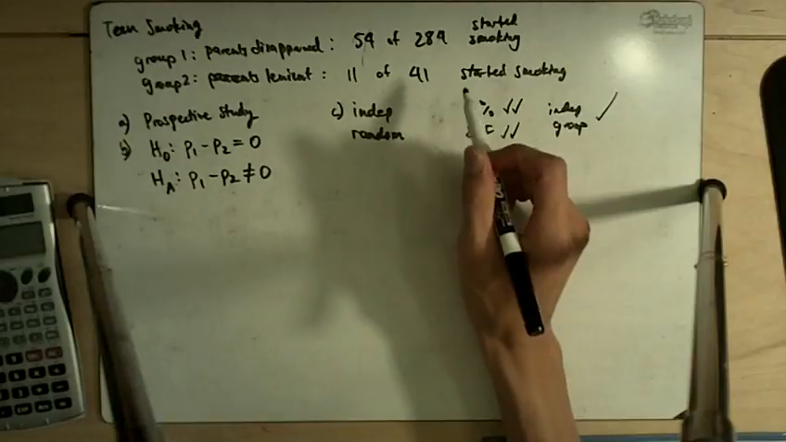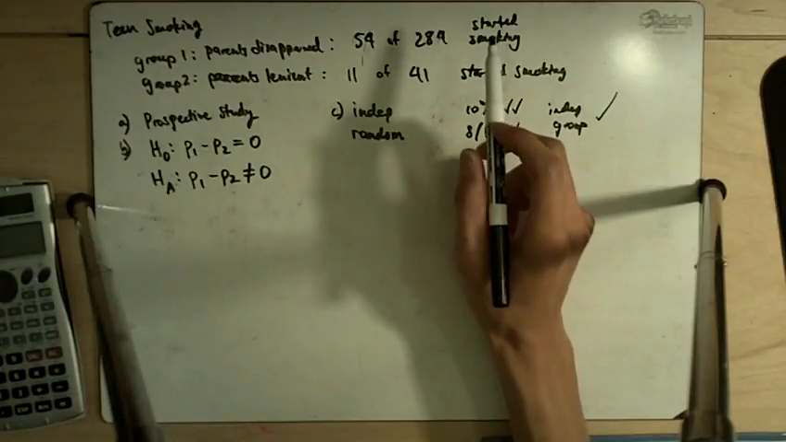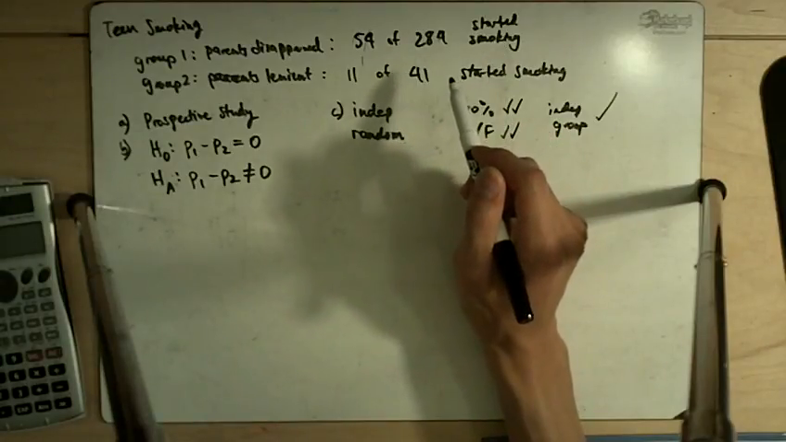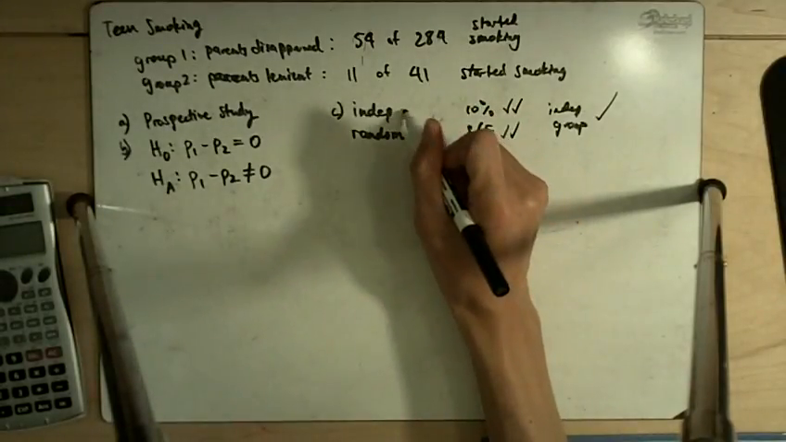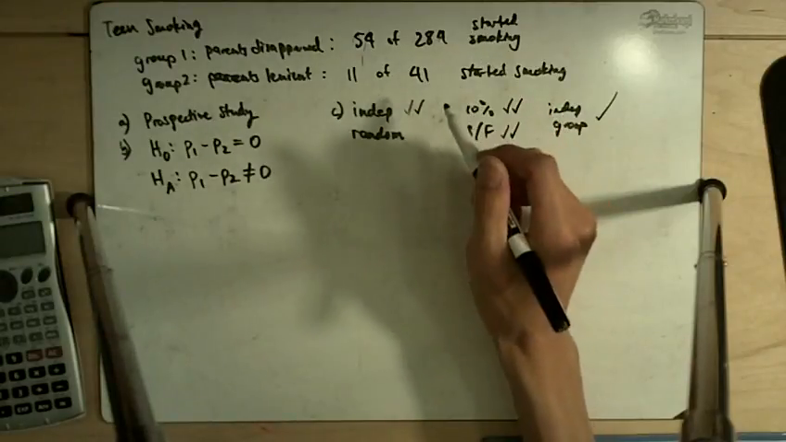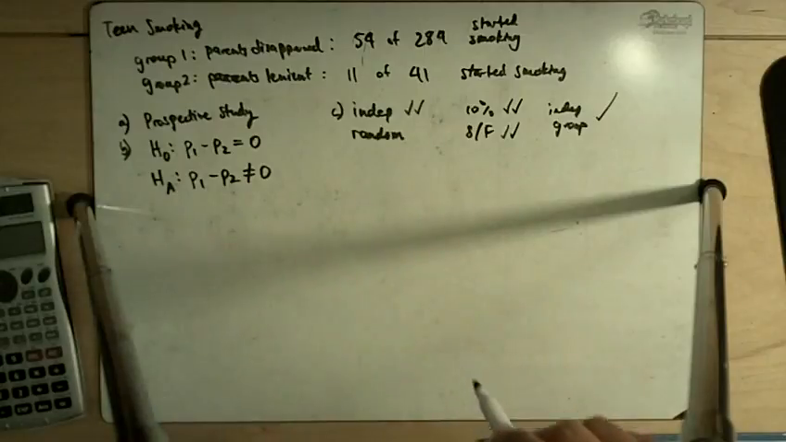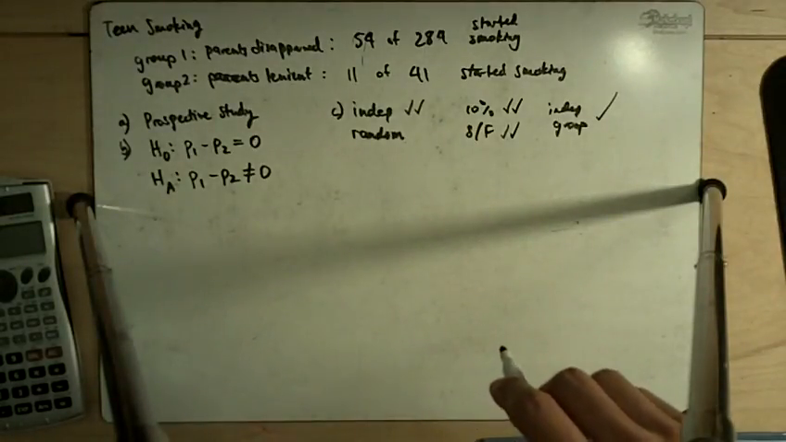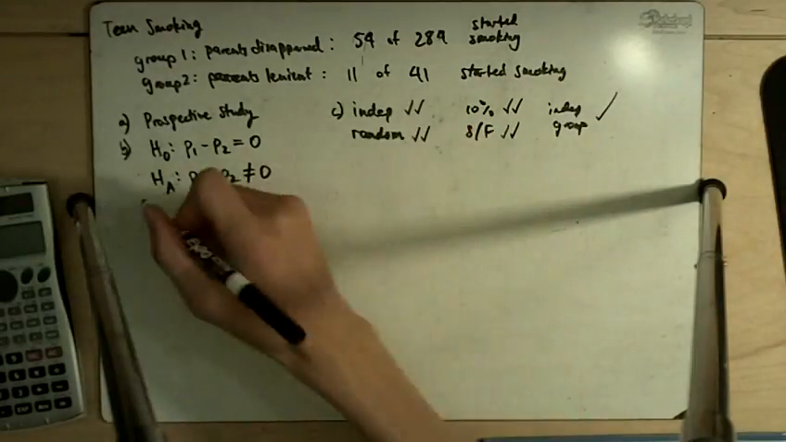Independent means we're just going to have to assume that this is true, that maybe when they selected these students, they're not all a bunch of friends together. So we're going to assume that within these groups, the individuals are independent of one another. And random, it seems that these were randomly selected, or we just have to assume that that's also true.